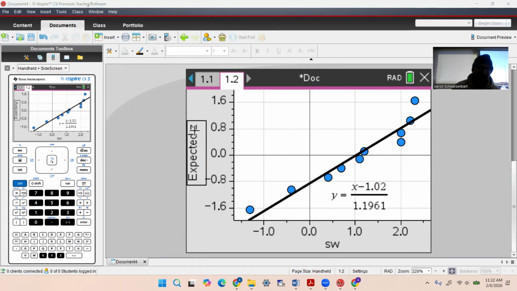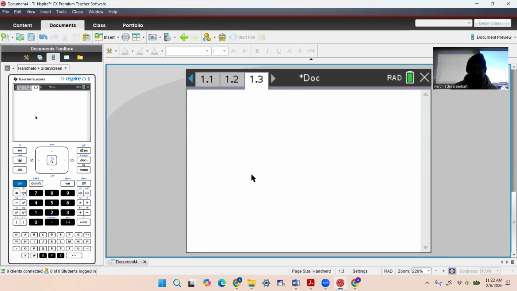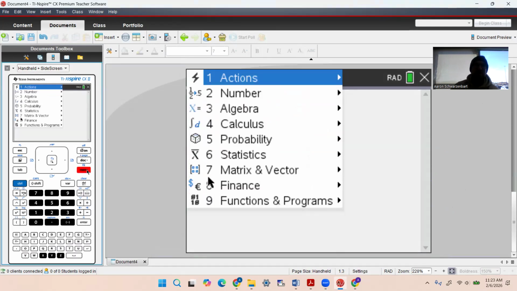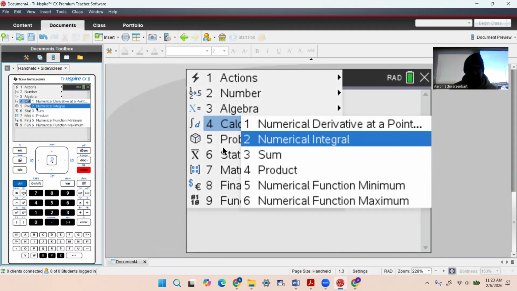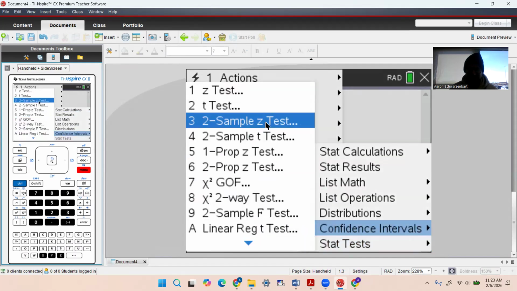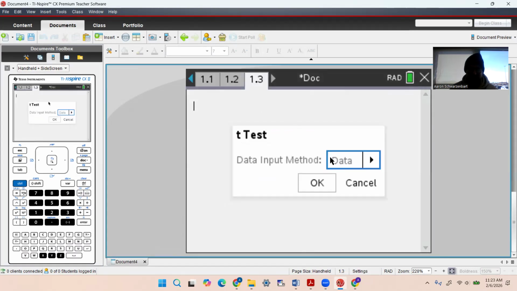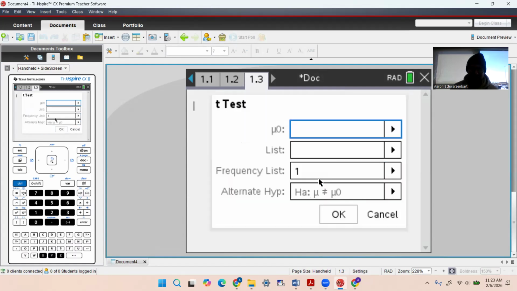Okay, and now I'm going to add a calculator screen and run a t-test. So I go to statistics. I don't want distributions, I want a t-test. This is a one sample t-test. My input is data. My mu naught, I assumed 0.